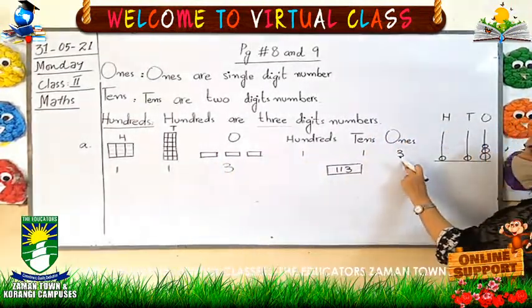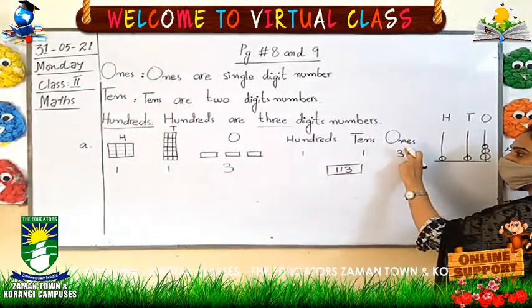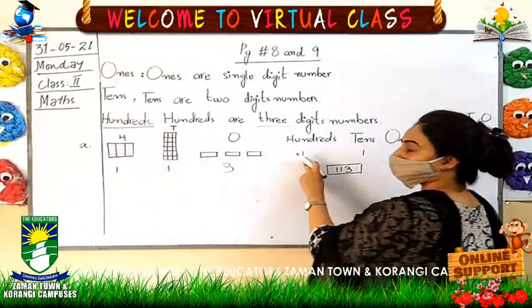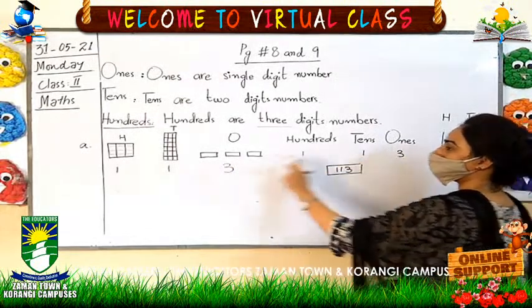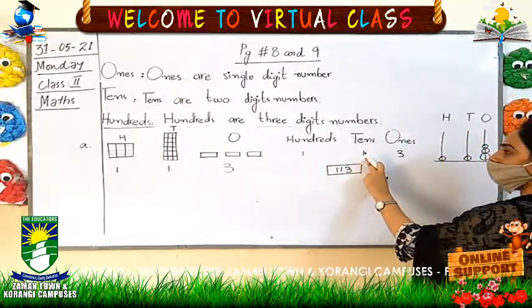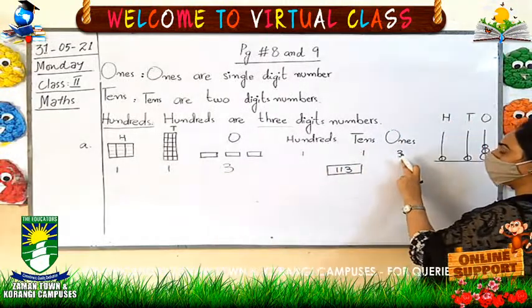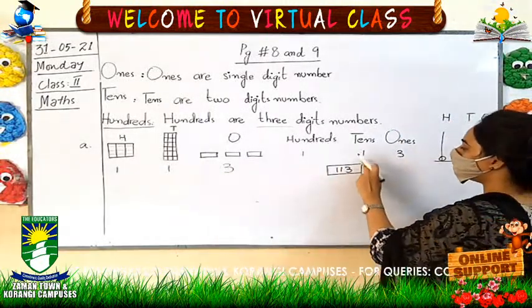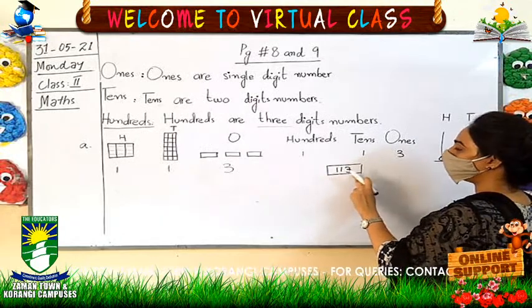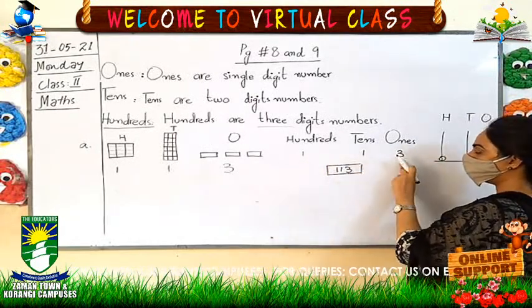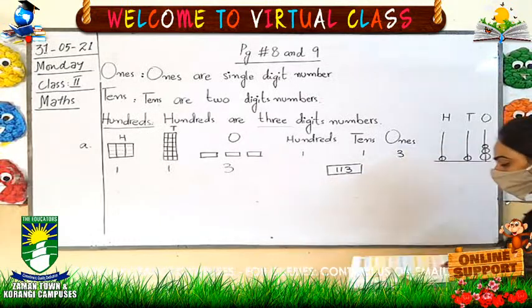So write 3 here. Hundreds, one, so write 1 here. How many tens? 1. So write 1 here. And how many ones? 3. So write 3 here. Answer is 1, 1, 3.